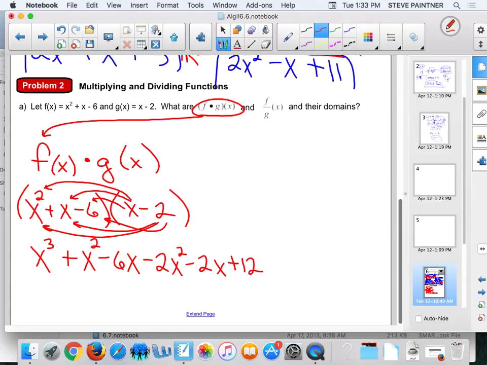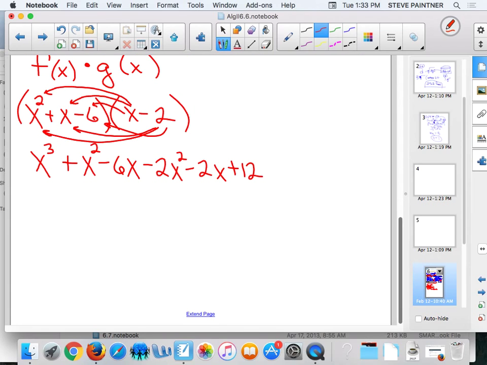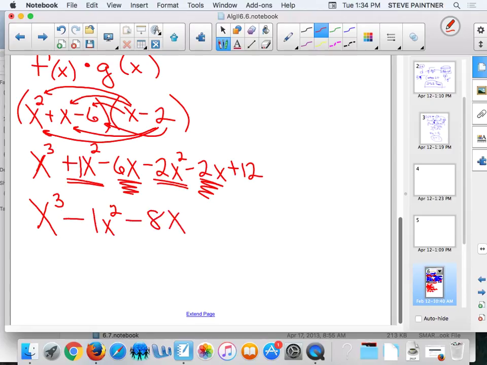To me, multiplication is nothing but a lot of work. You multiply, then you add like terms. There are no more x cubes. x squared there, x squared there, what does that make? Negative 1 x squared. This is 1, this is minus 2, so it's negative 1 x squared. You don't need the 1. What else? Negative 8x, plus 12. Done.